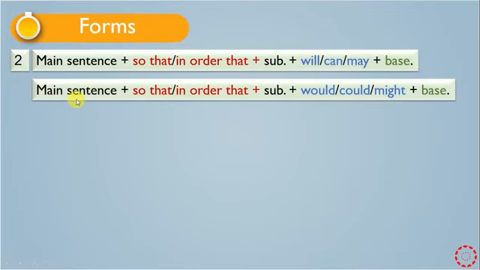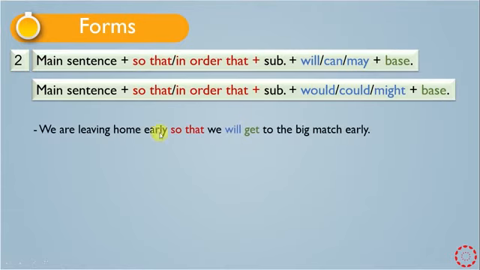In the main sentence, as we said at the beginning, and then we have so that, in order that, and then the subject. We change will, can, and may to would, could, might, and then we have the base form of the verb. Look at this example. We are leaving home early so that we will get to the big match early. After so that we have the subject, we, then will, and then the base.